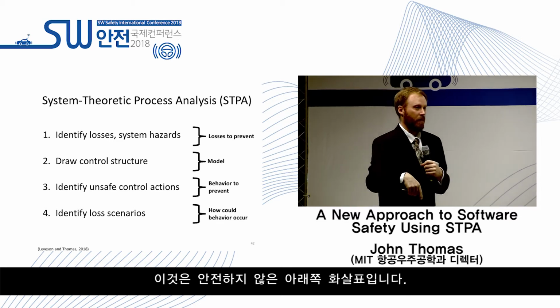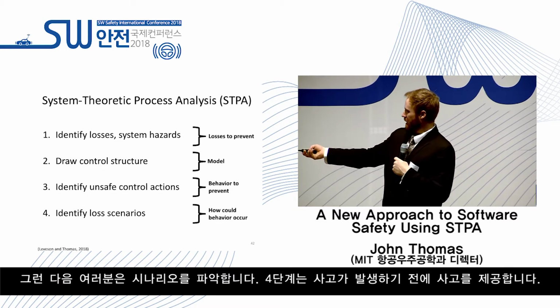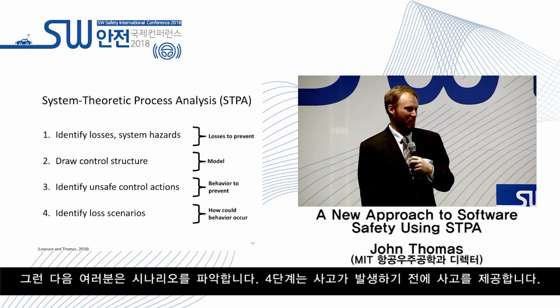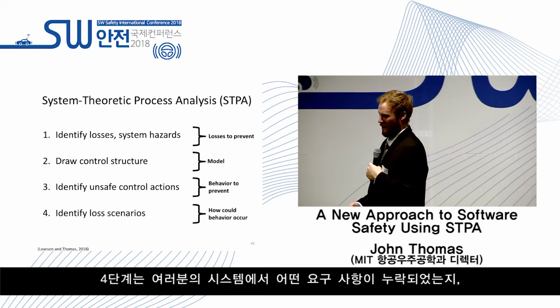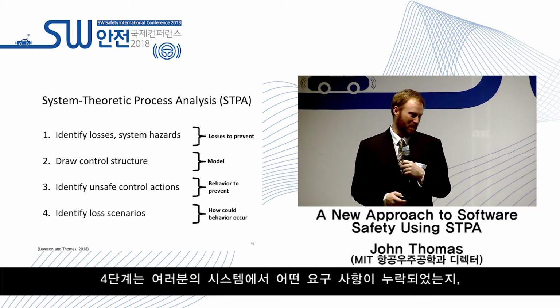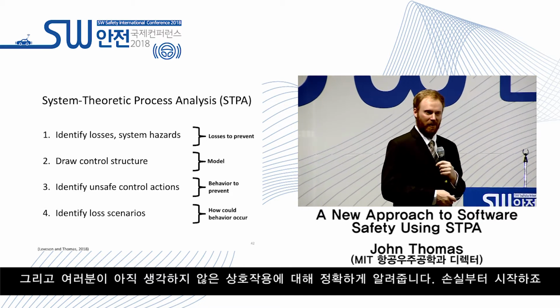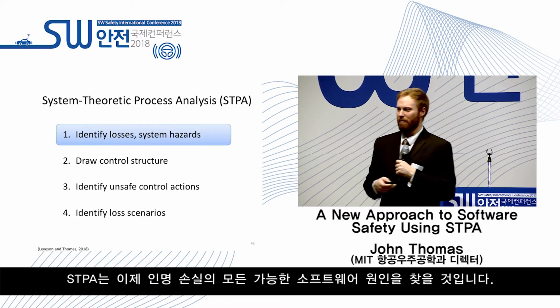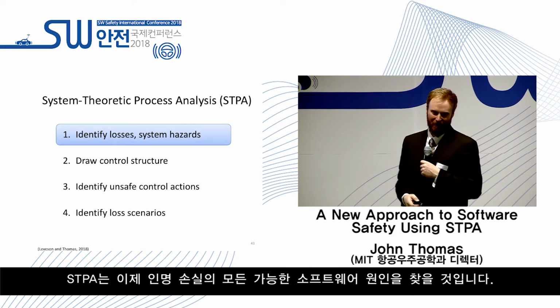These are downward arrows that are unsafe. And then you identify scenarios, step 4. Step 4 provides an accident before it happens. It tells you exactly what requirements you're missing in your system and what interactions you haven't thought about yet. Let's start with losses in aviation, maybe loss of life we want to prevent. STPA will now find every possible software cause of loss of life.